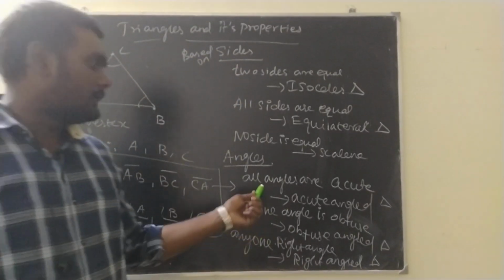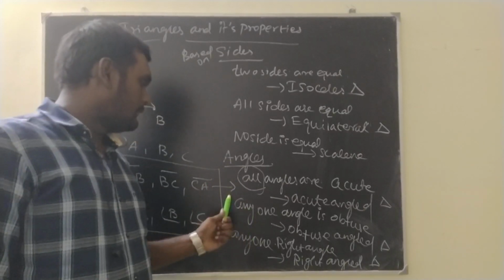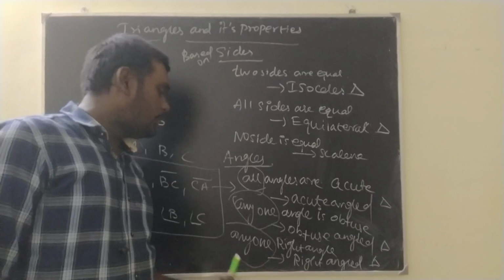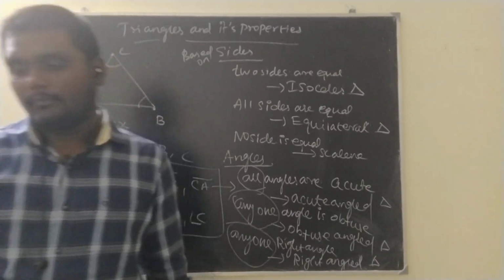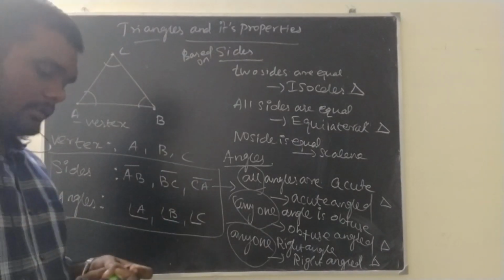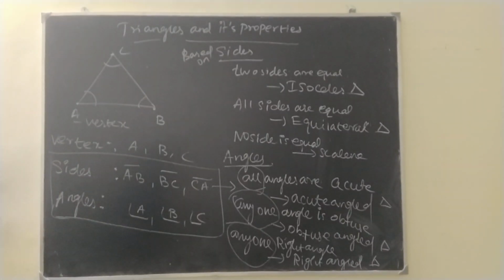Observe the difference between these. Here all the angles are acute angles. Here any one is an obtuse angle, any one is a right angle. Okay. Now there are some questions to try. Shall we try those questions?